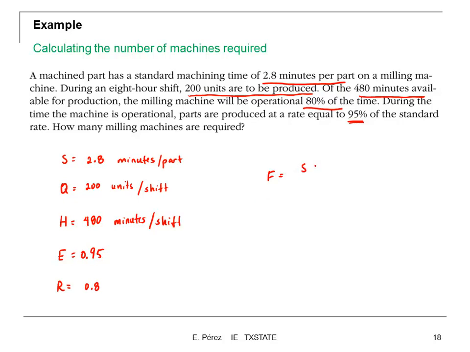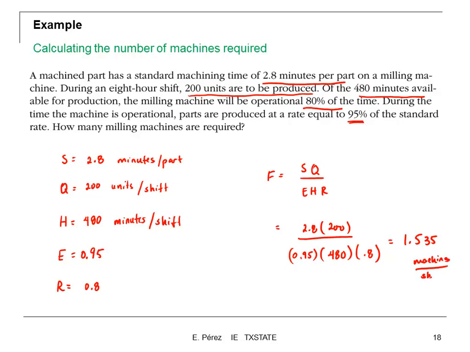So F equals S times Q divided by E times H times R. So this is 2.8 times Q, 200, divided by 0.95, times 480, times 0.8. And this is telling you that you need 1.535 machines per shift to satisfy that production for one shift.